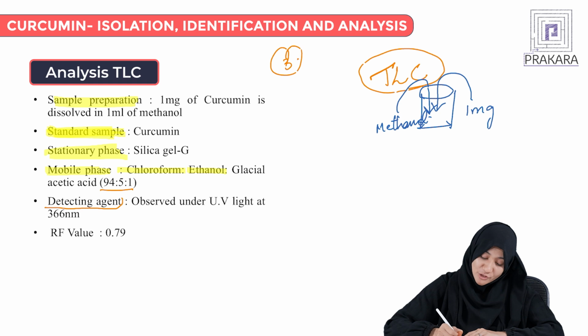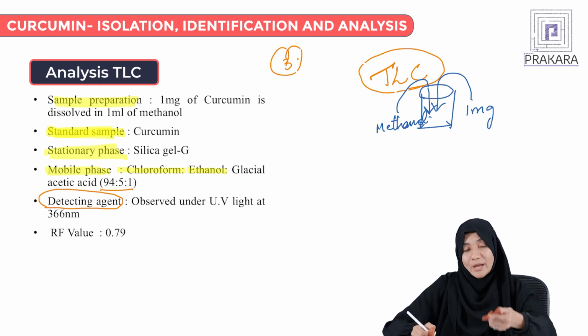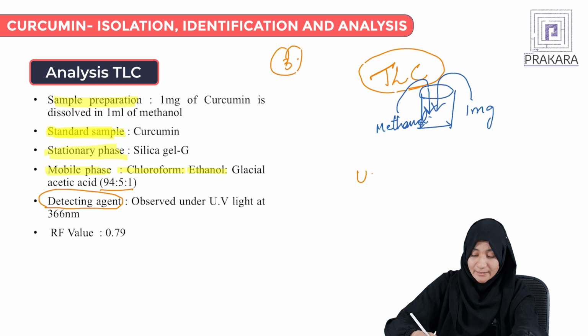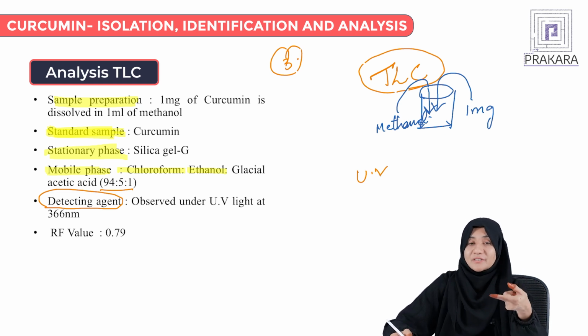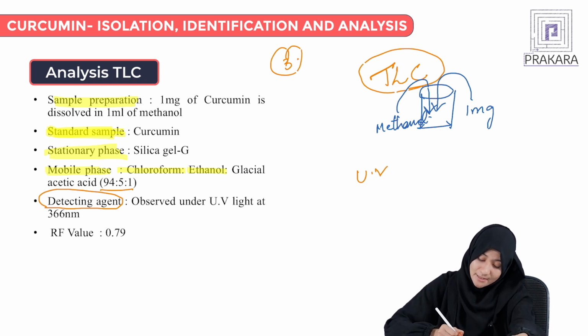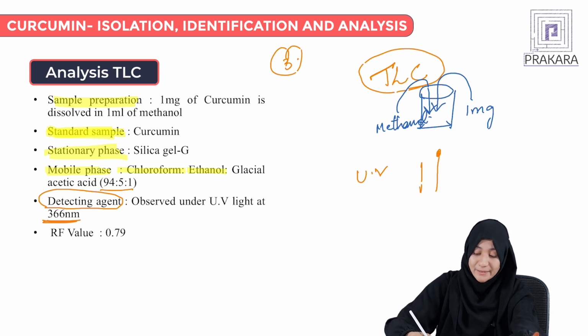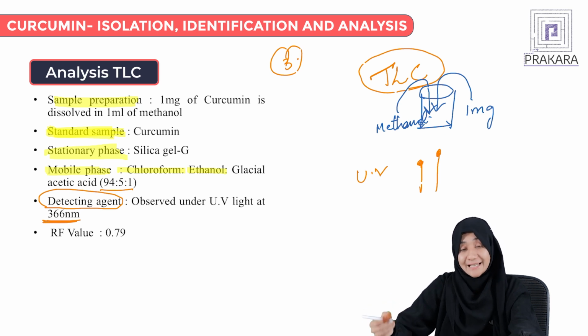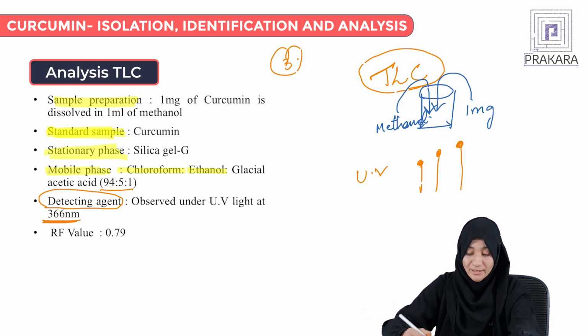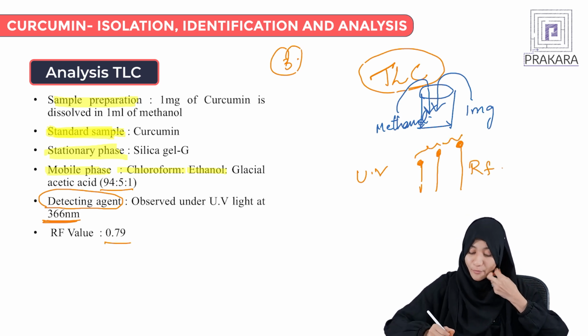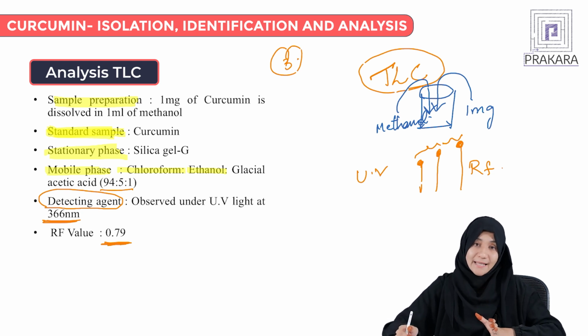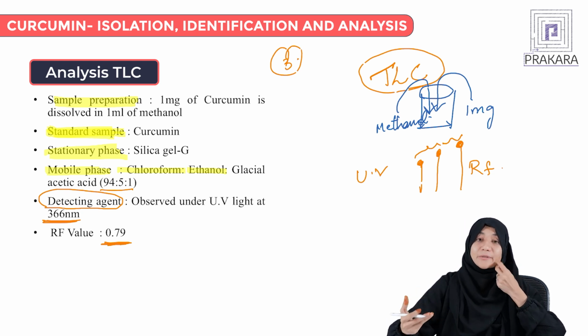Now the detecting agent which you are going to use: you observe the plate under UV light at 366 nanometer. After that, you will get a specific color which indicates the purity, and you measure how much distance is traveled by the standard, by the test sample, and by the solvent. You measure it using the Rf value, and the Rf value must be 0.79. In this way, you perform the analysis of this curcumin and detect the purity of the compound.